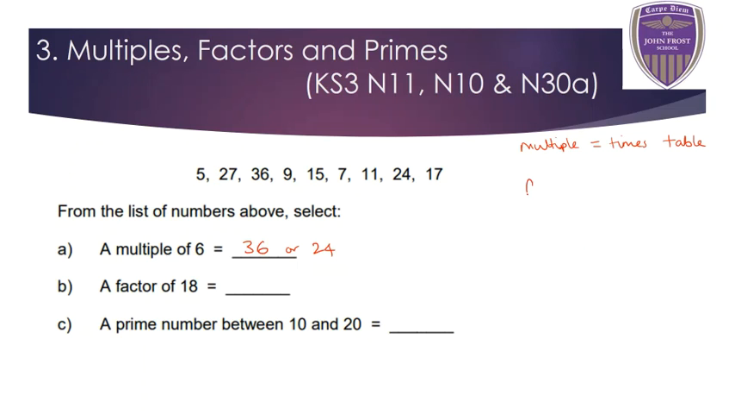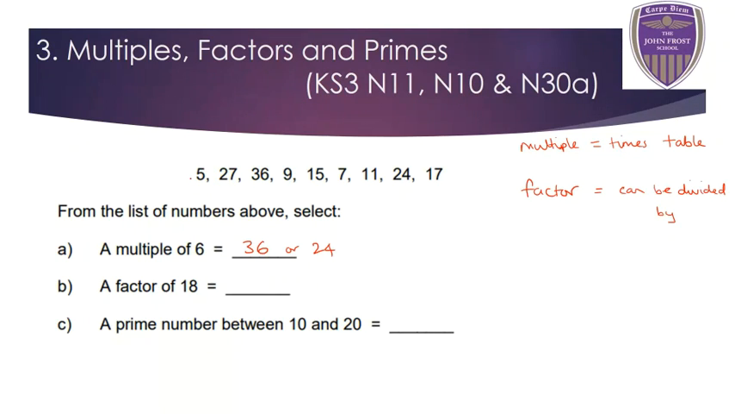Okay, then for part B, it says a factor, so a factor of 18. A factor is a number that goes into it, so it is a number that it can be divided by. If I asked you for a factor of 12, that is a number that 12 can be divided by. So a factor of 18, well, straight away, any number bigger than 18 is going to be ruled out, because for 18 to be divided by this number, it has to be less than 18. So go through them separately again if you like.